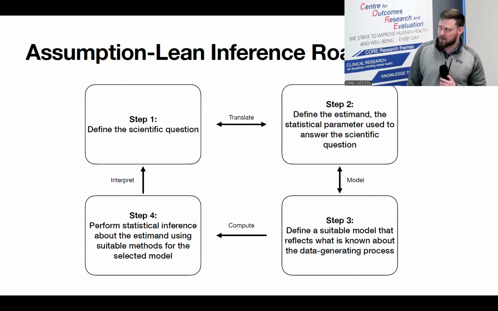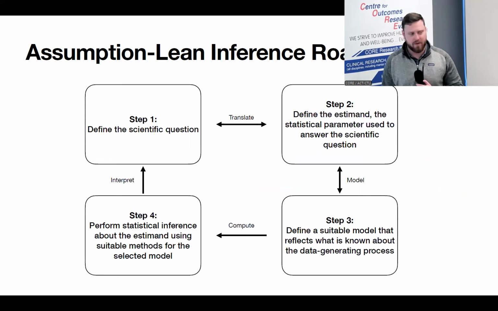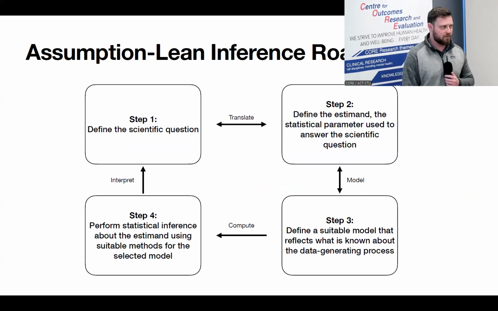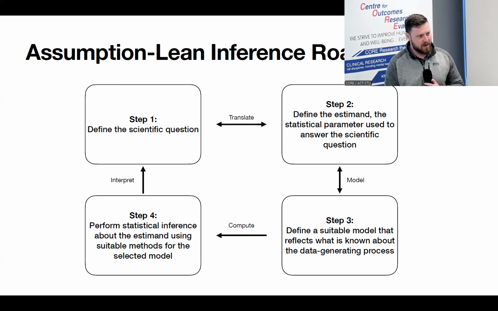And so what's really nice about assumption lean inference is it provides you with a roadmap that you could generally apply to any problem. There are 4 general steps. The first is simply defining the scientific question. As a statistician, this is done with collaborators in medicine or in other fields. From there, you then translate this question into an estimand, which is just a statistical parameter that quantifies that question. And then you can move on to the modeling stage, which is defining a suitable model that knows about how the data was actually generated.